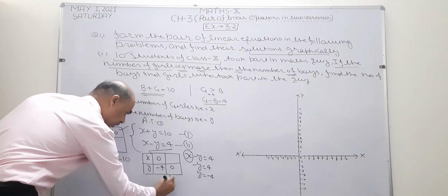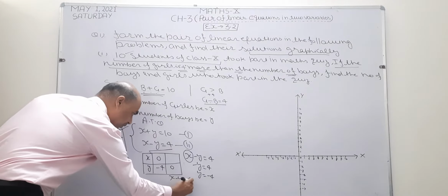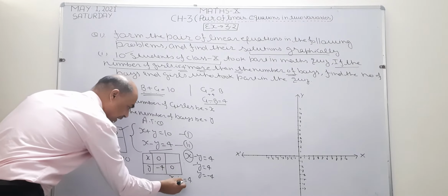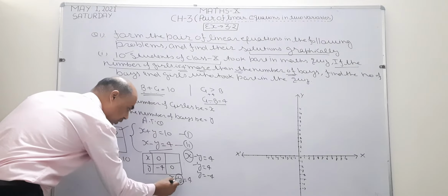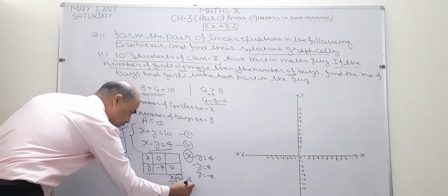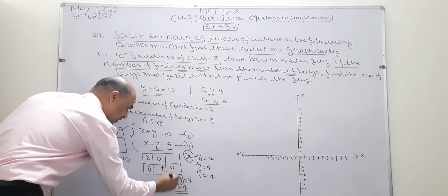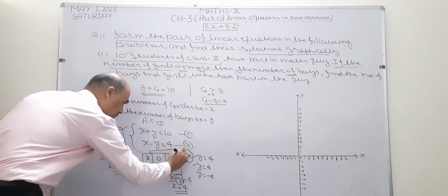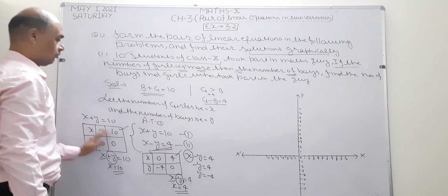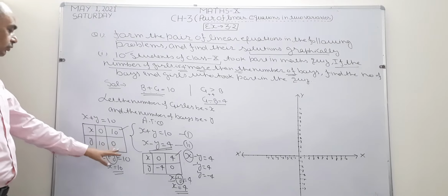Next time, write down this equation again. This time I am going to take y equal to 0. Y and its sign both become 0. What is left? X equal to 4. So it means x equal to 4. This is the table of the second equation. Now I am going to draw the graph of these two.